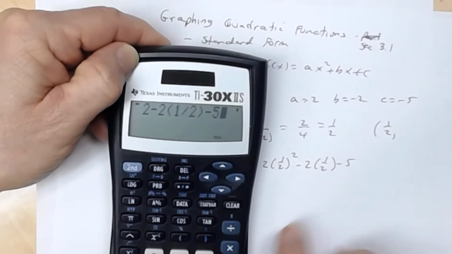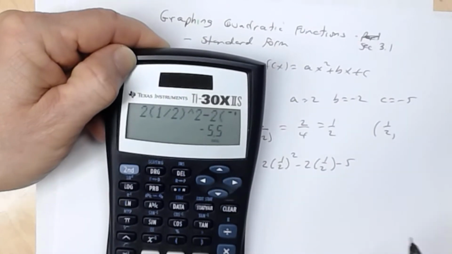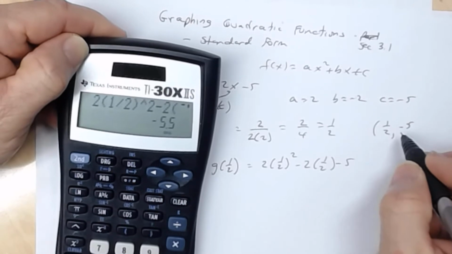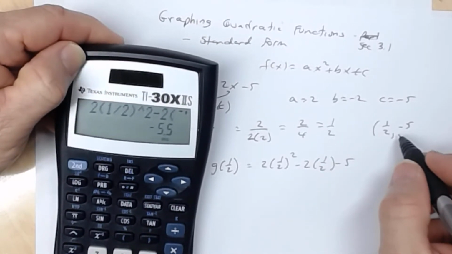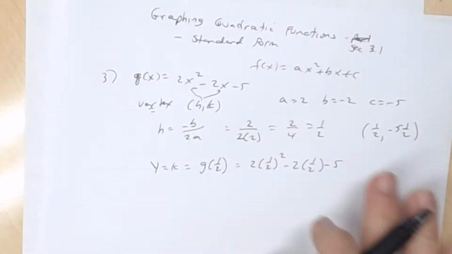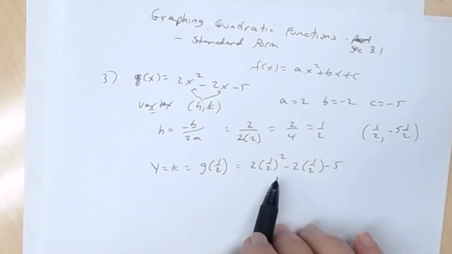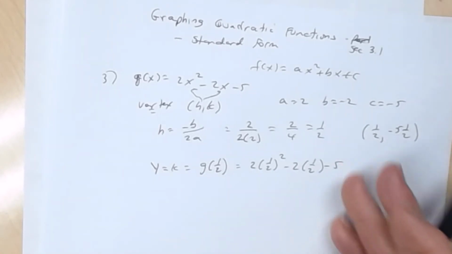Now if you do this correctly, make sure you got something that looks like this: negative 5.5. So there's my y-coordinate, negative 5.5. I know negative 5.5 terminates, so you can write it as a decimal. So there's your vertex: 1/2, comma, negative 5.5, and that's it. Just because you had fractions, it's not the end of you completing this problem.